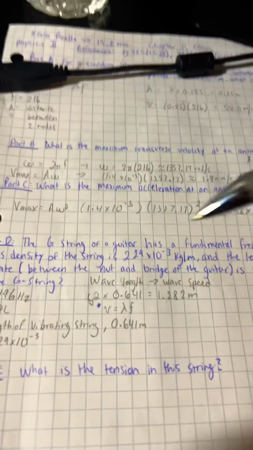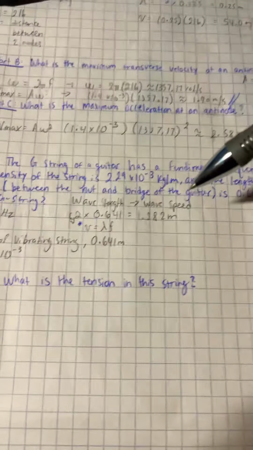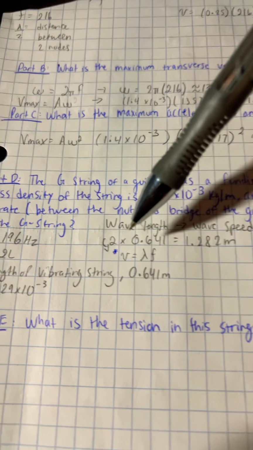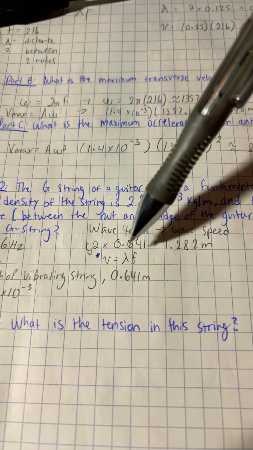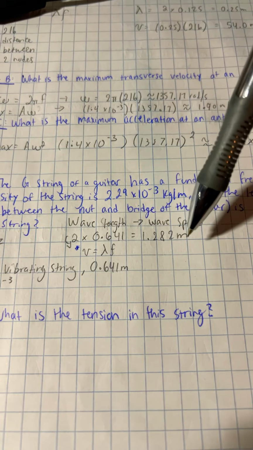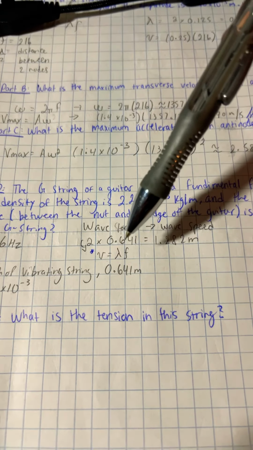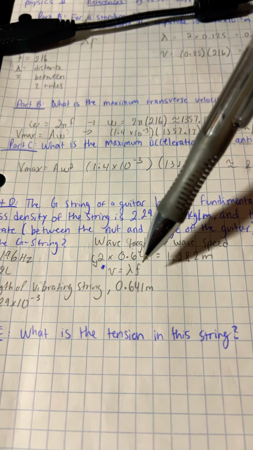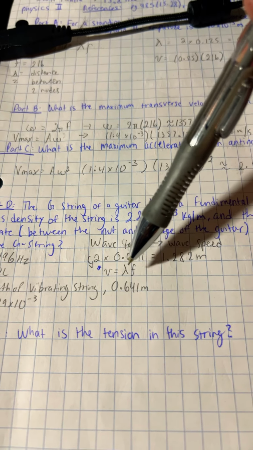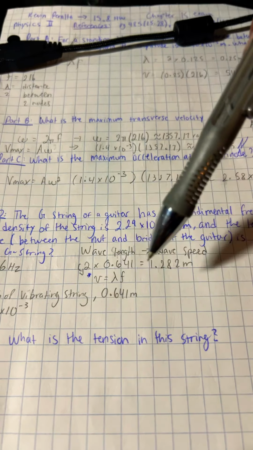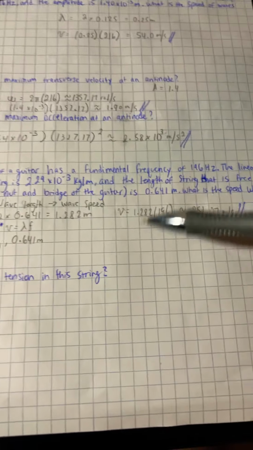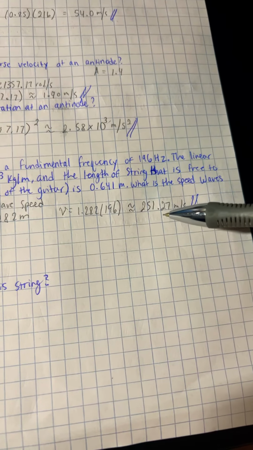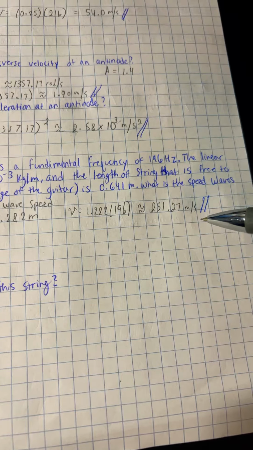Now, like I said before, we're converting wavelength into wave speed. Since wavelength is 2L, 2 times 0.641 is 1.282 meters, right? Now we're going back to our wave speed formula, which we will probably use a few times. Wave speed equals wavelength times frequency, and we have everything we need to solve that. Just plugging in the numbers, we have our wave speed. It is 251.27 meters per second.